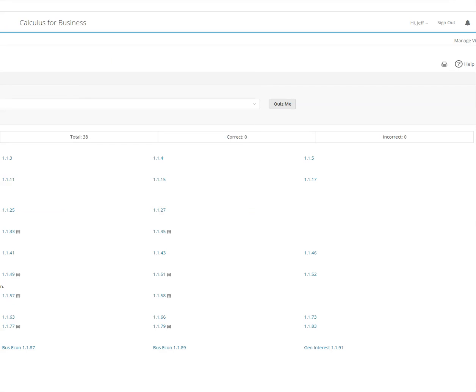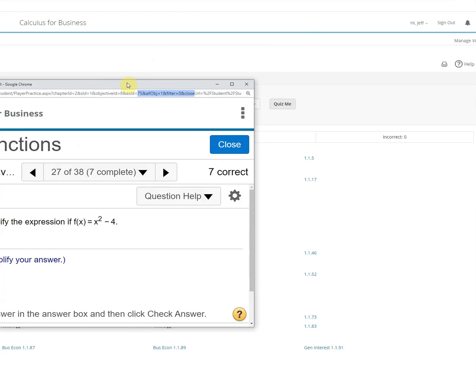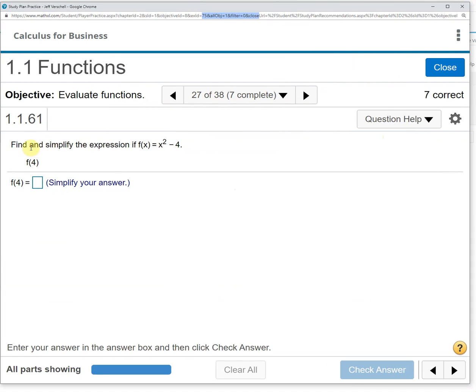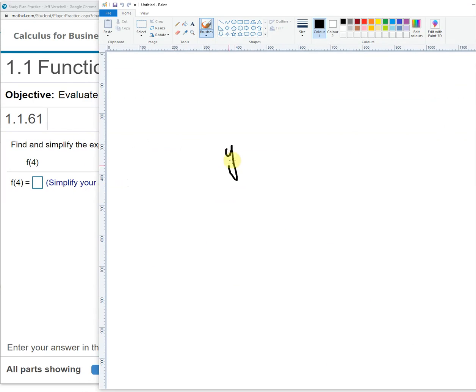And let's see, how about last one here? Last example, basically find and simplify f of x. Again, that just means y. Y equals x squared minus 4 if you want to write it down. Y equals x squared minus 4. Instead of f of x, same thing.